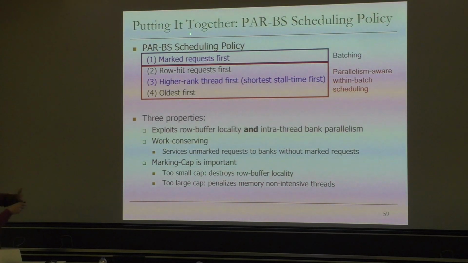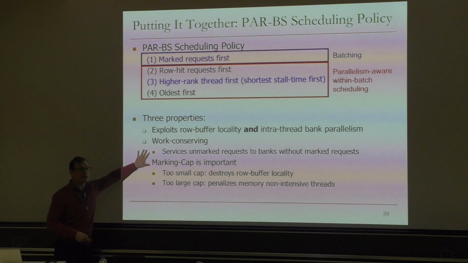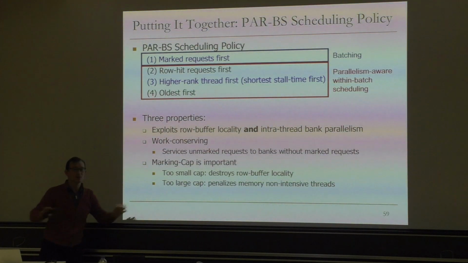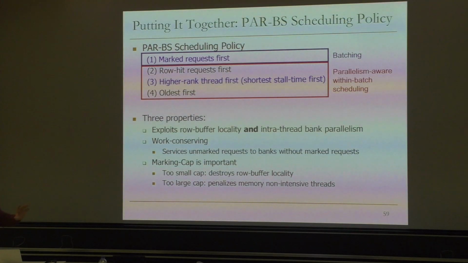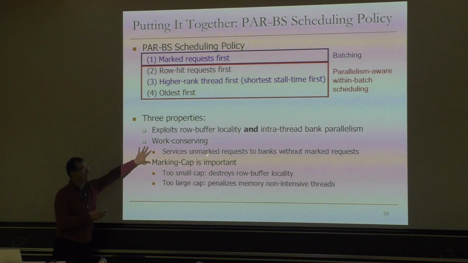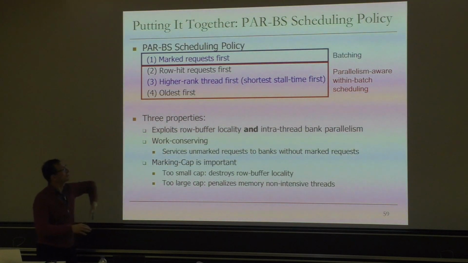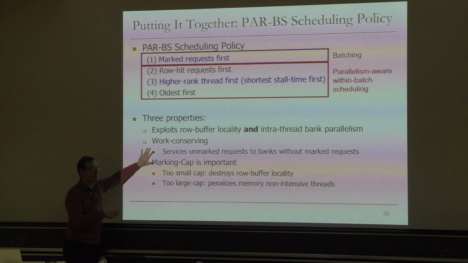So there are three properties of this. First of all, actually maybe there are more than three properties, but three major properties. First of all, it exploits both row buffer locality and intra-thread bank parallelism, these two things over here. It's work conserving. Basically, this is a prioritization order. Work conserving means that if you have available bandwidth, you're going to use that. In this case, if we have a bank that doesn't have a marked request, we schedule that request. Basically, there's no reason to delay that request, right? Because you're not really delaying anything.